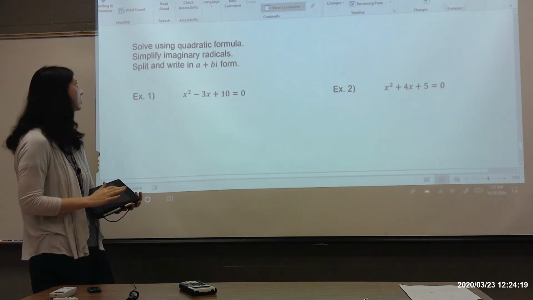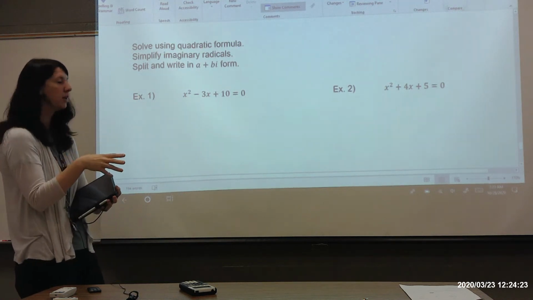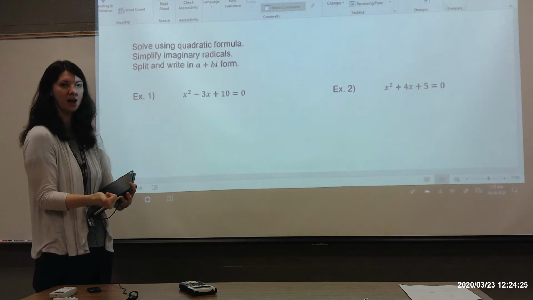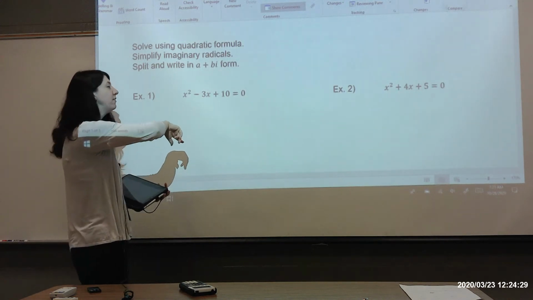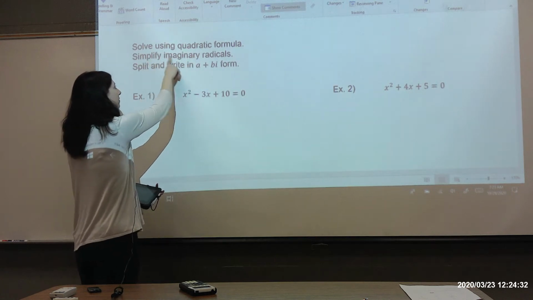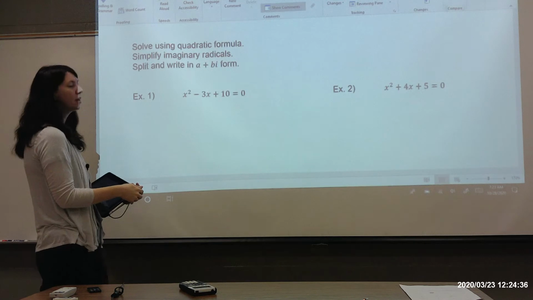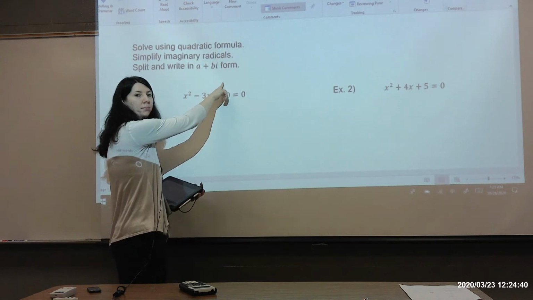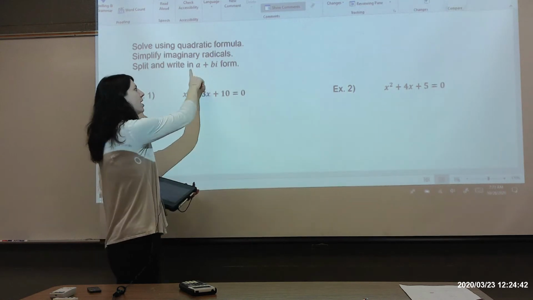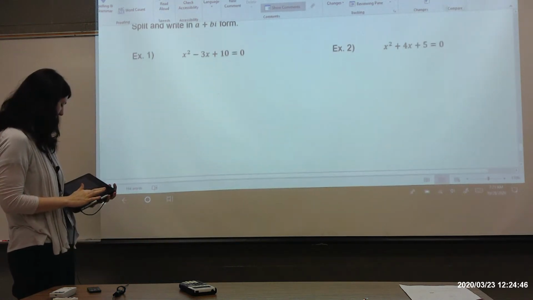So when you're doing this, you're first going to use the quadratic formula like regular, plug in your a, b, and c, simplify down. But when you get to your discriminant, if it's negative, you're going to actually simplify it with your imaginary radicals. And then we're going to learn how to split it apart to be able to write it in a plus bi form. If we have a complex number, we always want to write it in this form. All right, so first we always check to make sure we're equal to 0.